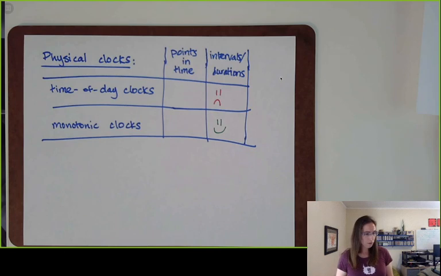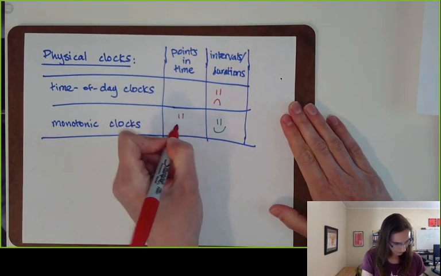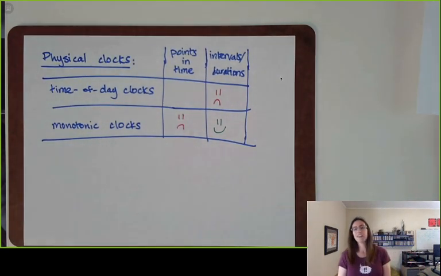Okay, what about measuring points in time? Can you do that with monotonic clocks? Nope, yeah. So if we were trying to use monotonic clocks to say what time class starts, that would be unhelpful, right? Because everybody has their own monotonic clock. Okay.